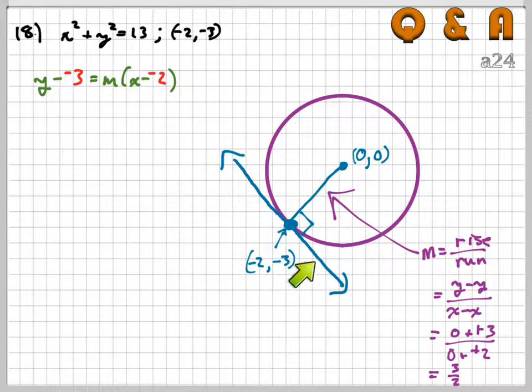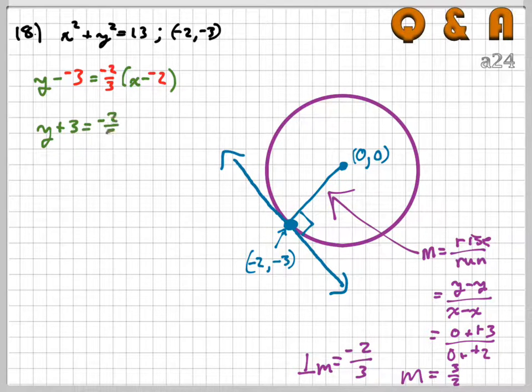So what's the slope of the tangent line? If m equals 3/2, the perpendicular slope equals -2/3. And so we just have to plug that in to our equation. -2/3, and we get our answer. Now, for me, if you guys write the point-slope form like this, I'm happy. You can leave it like that.